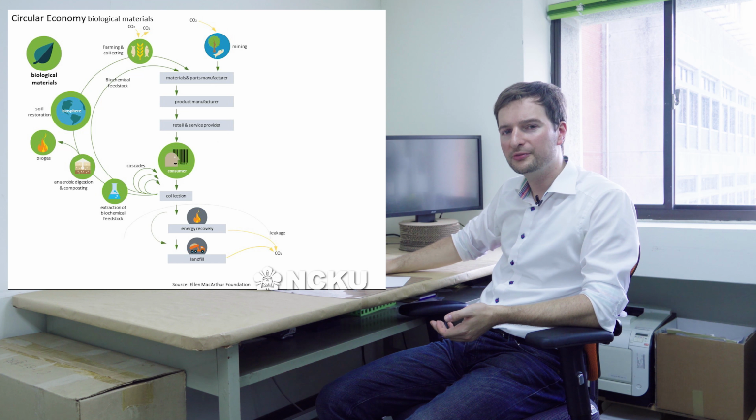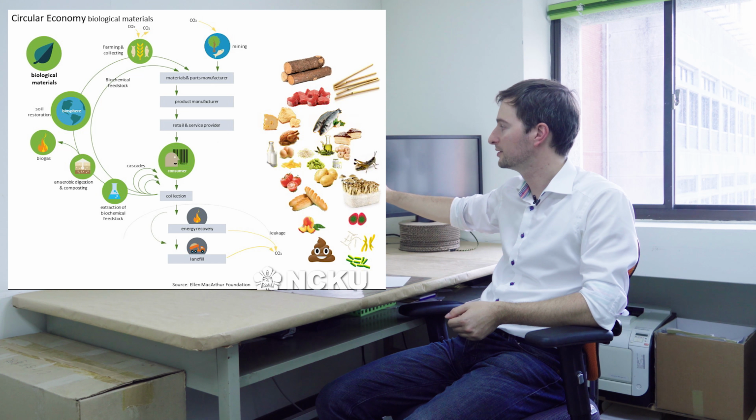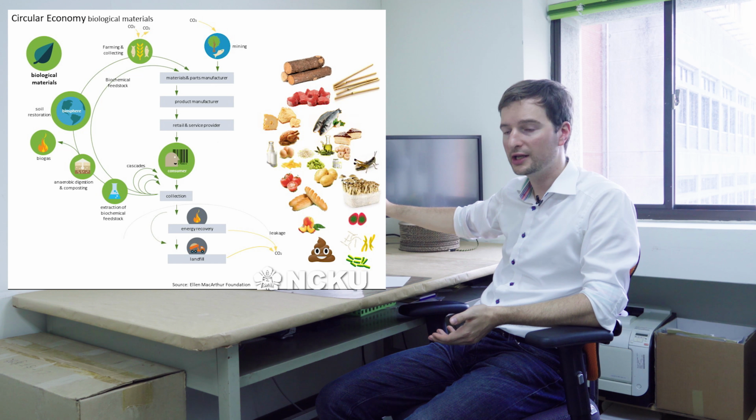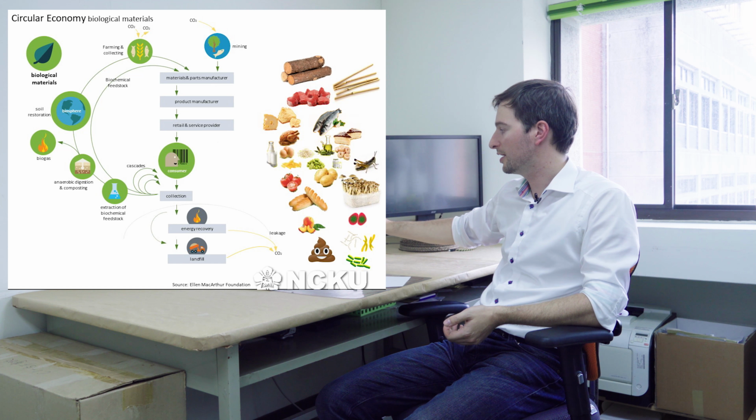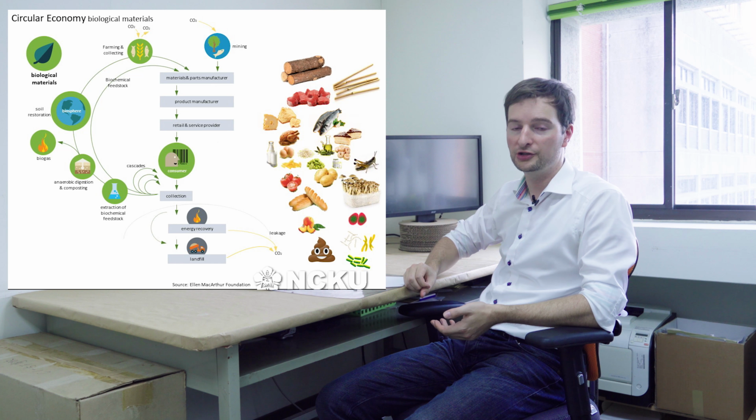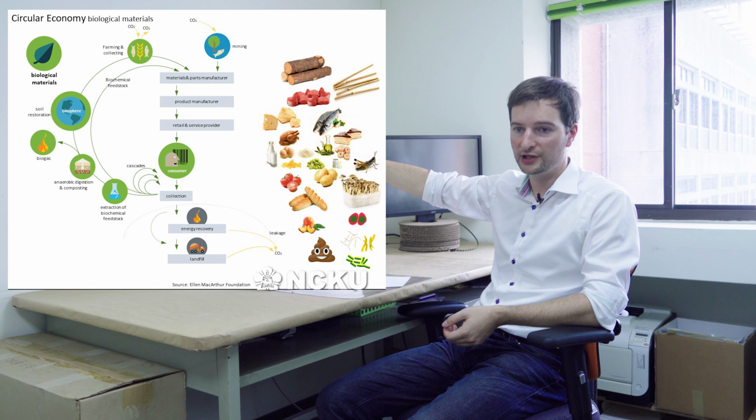And what are biological materials? Food, of course we understand, wood, bamboo, and smaller things like mushrooms, insects, and bacteria, and even poo. They're all biological materials. And as we know, we're making circles. You understand there will be food.